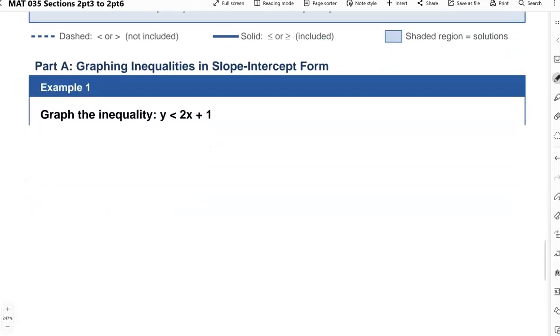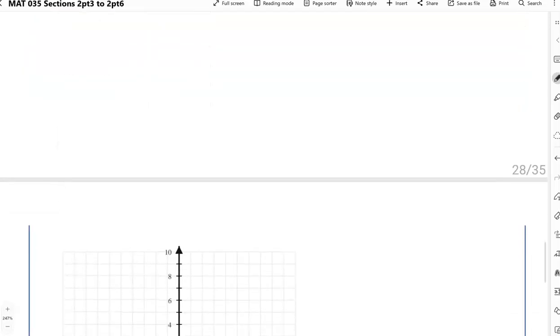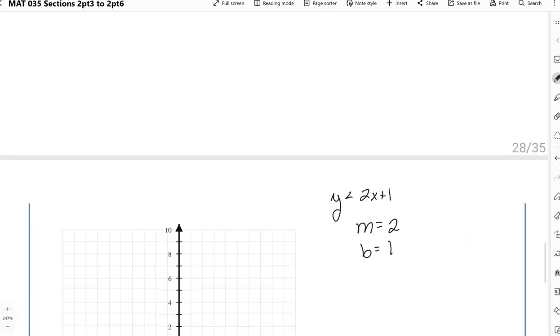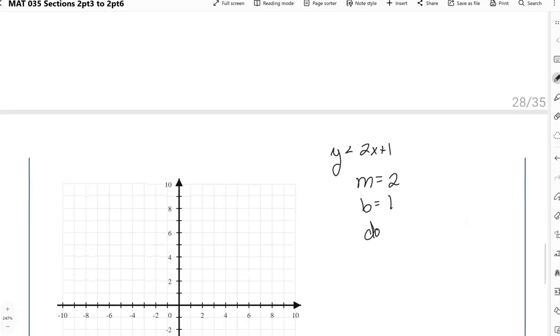We want to graph the inequality y is less than 2x plus 1. So I'm going to write that down here. Y is less than 2x plus 1. So here's what we know. We know the slope is 2, and the y-intercept is 1. We also know we're going to have a dotted line because it's less than, and we're going to end up shading below.